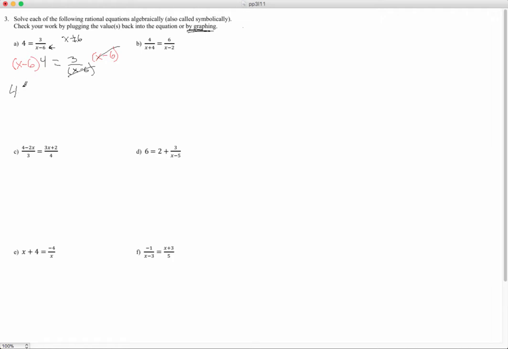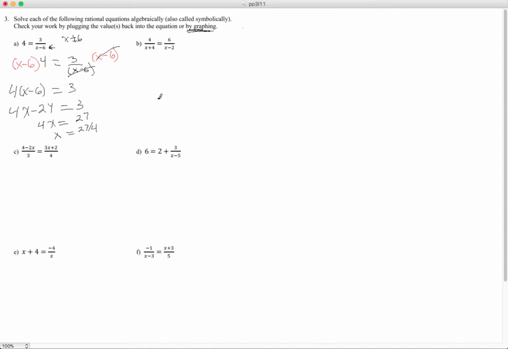So we end up with 4 times x minus 6 is equal to 3. Much easier equation to deal with, which gives us 4x minus 24 is equal to 3. 4x is equal to 27, or x is equal to 27/4.